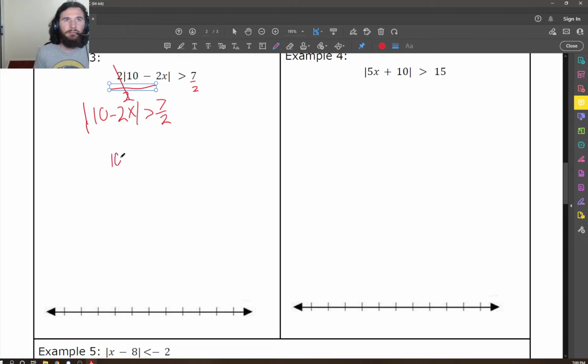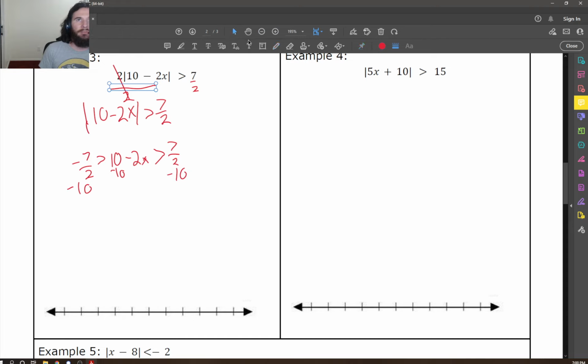So now, let's write that as our split compound inequality. Negative 7/2. All right. And now, this is weird, 10 minus 2x. I'm going to get rid of the 10 first, so we're going to subtract 10 from everything.